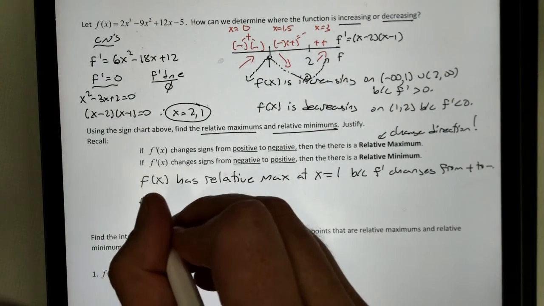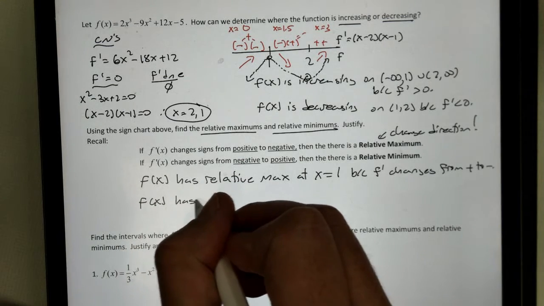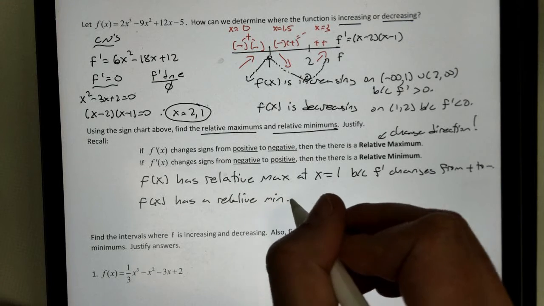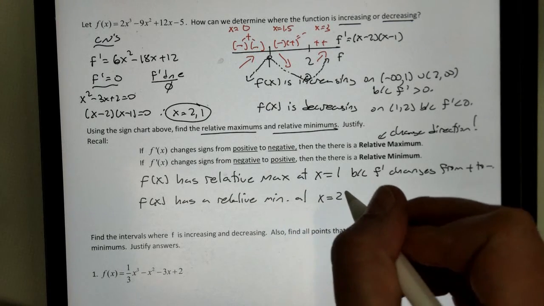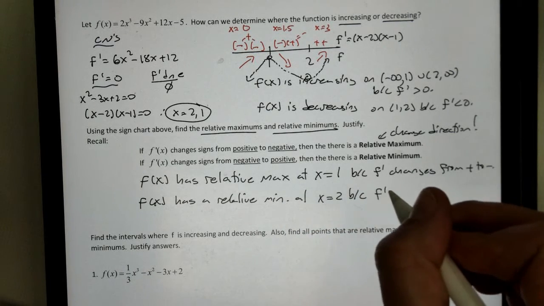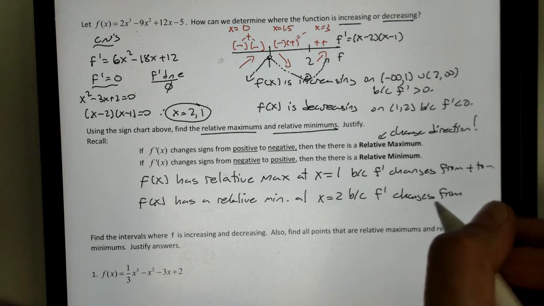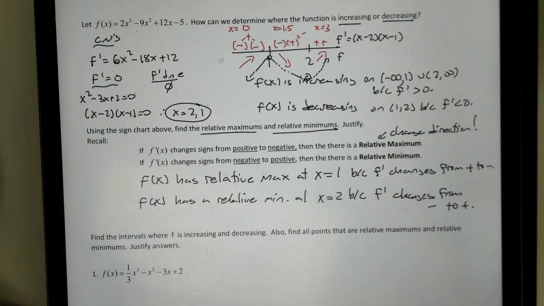So we can say f of x has a relative minimum at x equals 2. Same reason, because the derivative changes from negative to positive. All right, so now let's put everything together. The whole first derivative test.